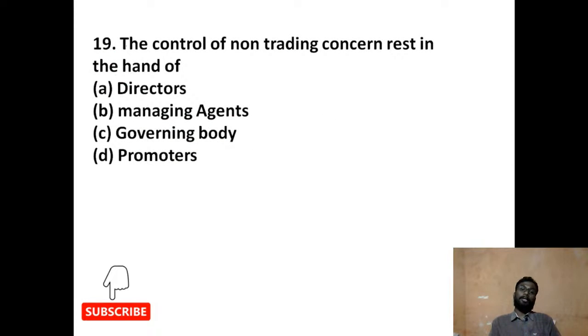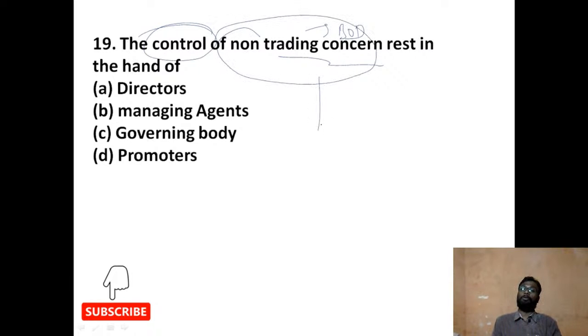So the control of a non-trading concern rests in whose hand? Generally in the case of business, in the trading concern, it will be in the hands of the board of directors, but in a non-trading concern there will be no board of directors, there will be only the governing body. These activities generally will be controlled by the governing body, isn't it? Yes. So option C is the right answer. Tirupati, very good, fantastic.